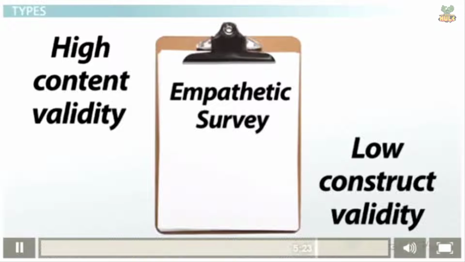Our survey might ask questions that are all relevant to empathy and therefore have a high content validity. But if it is measuring something other than empathy, like guilt-motivated behavior, its construct validity is low.